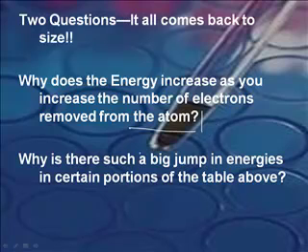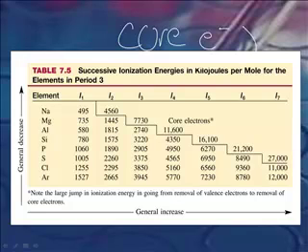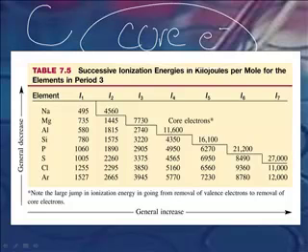Now, why is there such a big jump in energies at certain portions on the table? We talked about that just a minute ago. What was the key word here? Core electrons. You break into a core electron, and it's very, very difficult because that shell is much, much closer to the center of the atom. So this is the outer shell, and this right here is the inner shell. Of course, it's closer, and therefore much harder to break free.